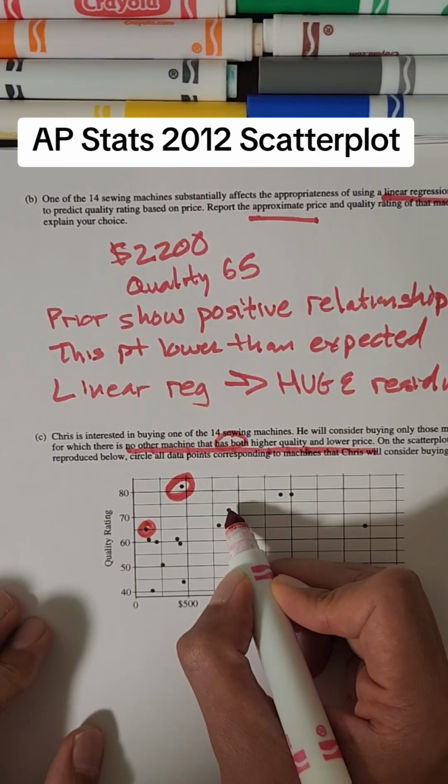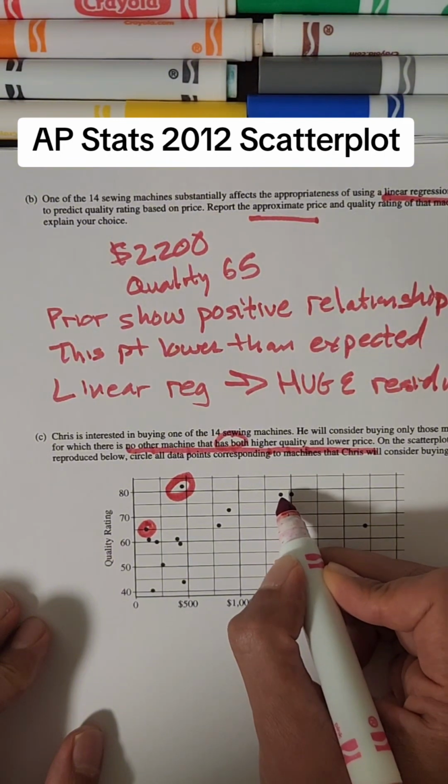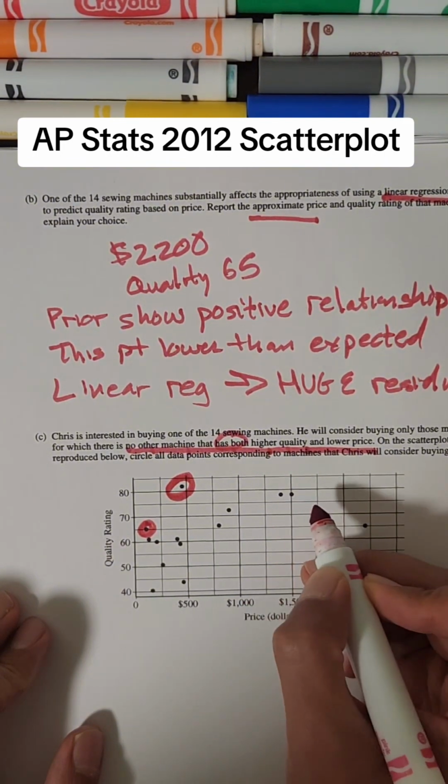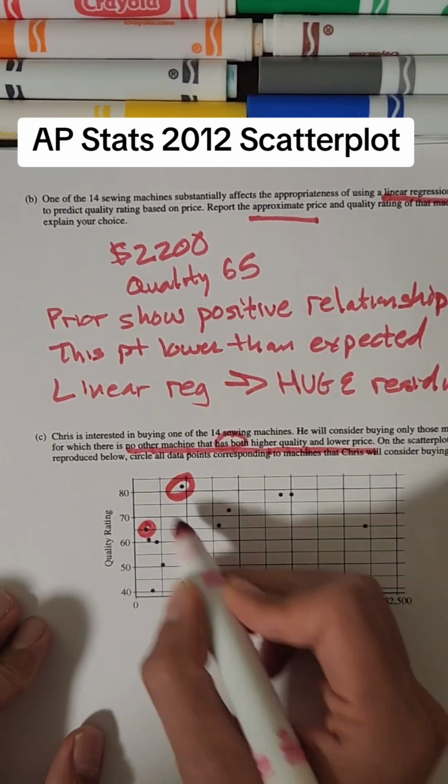Oh, no, let's check another one. So here's another one. Is there something at a higher quality at a lower price? Yeah, high quality, lower price. This one, higher quality, lower price. Yeah. Let's check another one. Let's say this one. Yeah, high quality at a lower price. So those are probably our two.